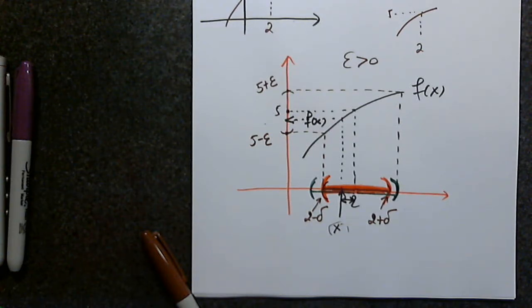The reason why I have to pick the smallest one at all times is because if I pick x here, look what happens. It's on the outside. It's further away than epsilon. So I have to pick the smaller of the two, such that every time I pick x within delta from 2, f of x will always be within epsilon from 5, from the limit. Why does this happen? Because the limit exists.